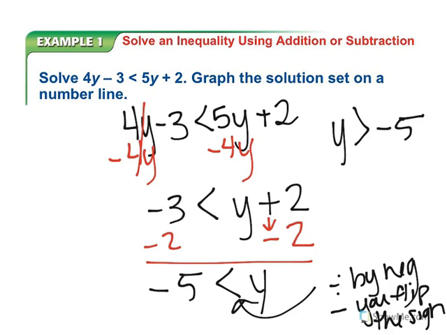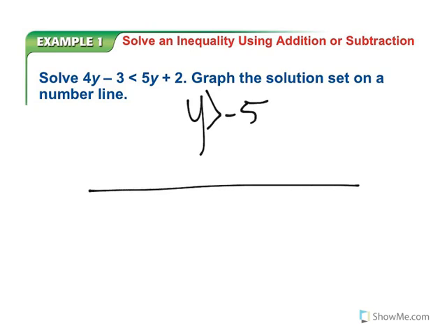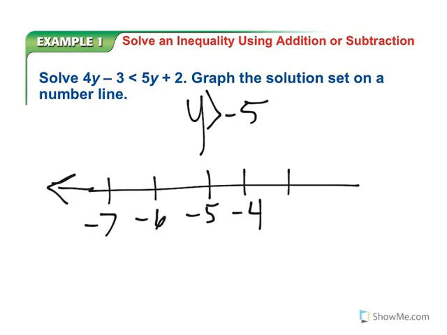Now, we actually have to graph this on a number line. So make sure you have this written down because I'm about to clear it. Alright, so we said y was greater than negative 5, and we need to graph this on a number line. And I'm going to have this as negative 5, negative 6, negative 7, and it keeps going on forever in that direction. And then we have negative 4, negative 3, negative 2, negative 1, and so on and so forth. Okay? We're going to have a circle at negative 5 because that's where we're starting.